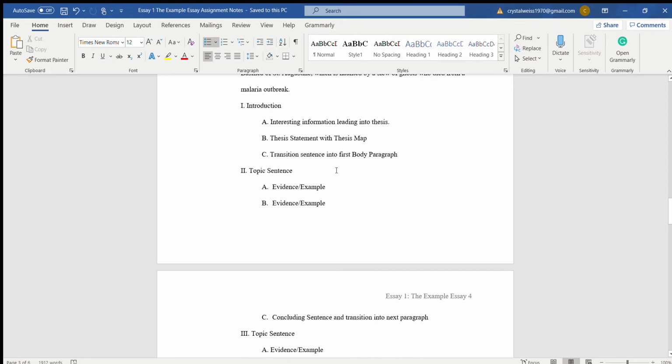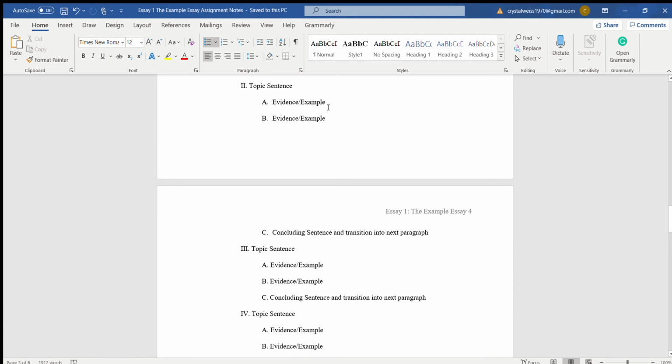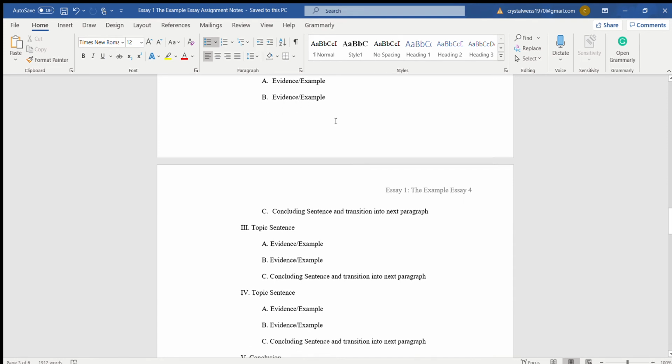You're going to have your topic sentence written here. Don't you write topic sentence right there. You write the topic sentence. Then you're going to write your evidence, example. They are the same thing, your evidence and your example. Your concluding sentence and transition into your next paragraph.